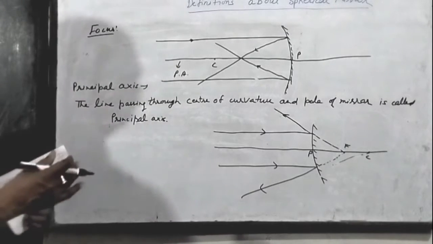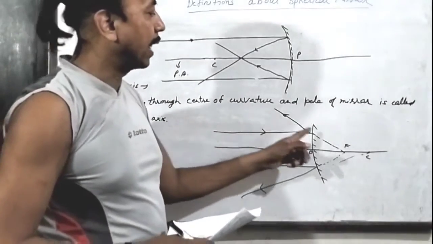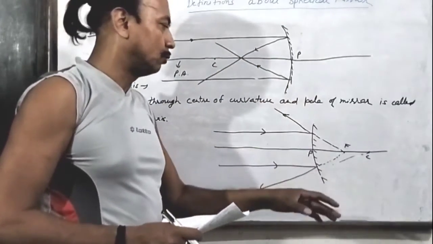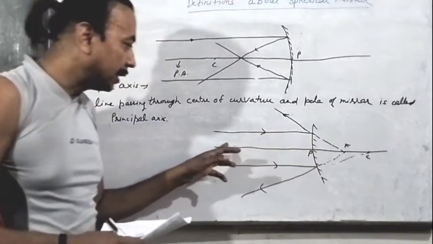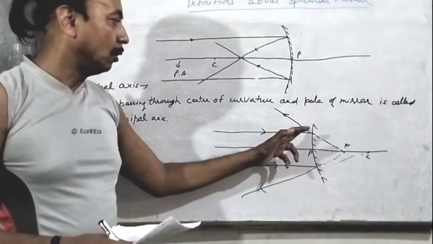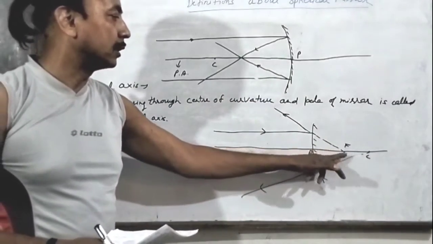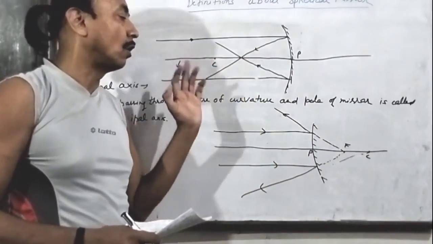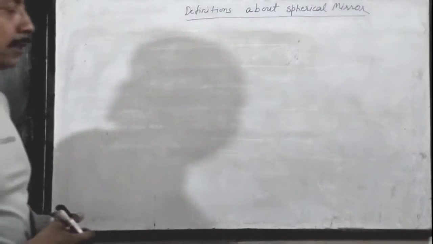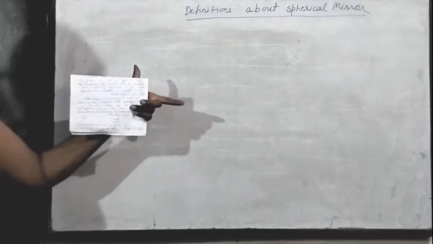Therefore, we can make our definition. The definition is that the point of intersection of reflected rays, that point may be virtual or real, for incident rays parallel to the principal axis. और जब इंसिडेंट रे पैरेलल टू प्रिंसिपल एक्सिस होगा तो उस समय जो रिफ्लेक्टेड रेस का जो पॉइंट ऑफ इंटरसेक्शन होगा, चाहे वो वर्चुअल होगा चाहे रियल होगा, that point of intersection is called focus of the mirror. One more thing: actually this definition is a shortcut definition for class 10.